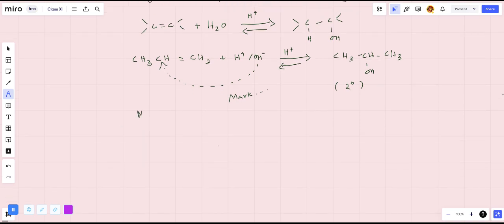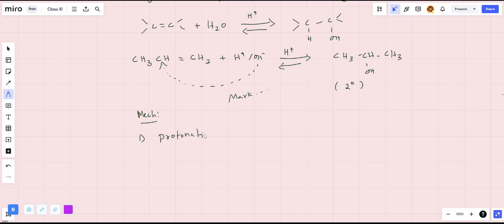We will see that. Okay. If you look at the mechanism of the reaction, it involves three steps. The first step is always protonation. So, protonation of the alkene to form a carbocation. Okay, so the first step is protonation.